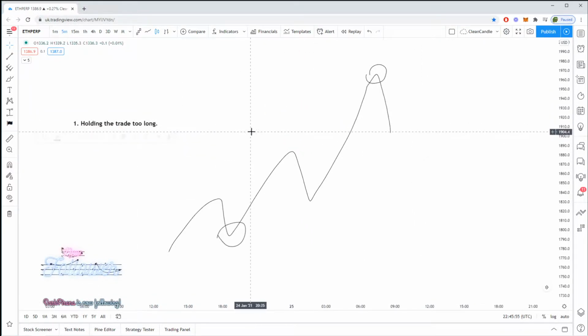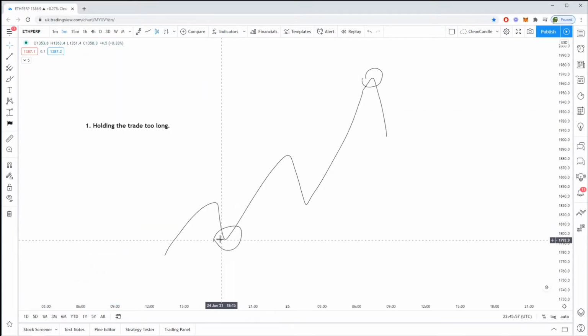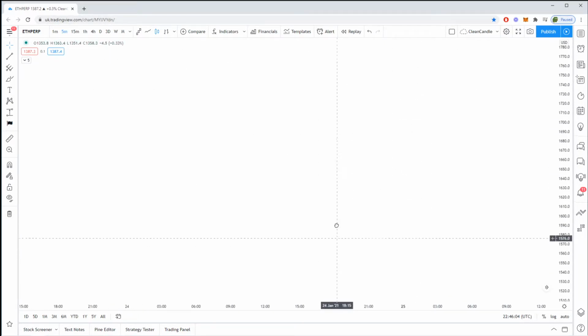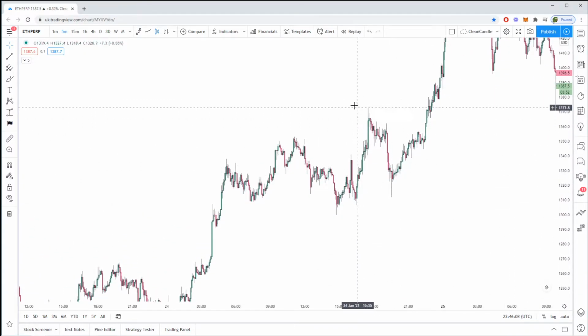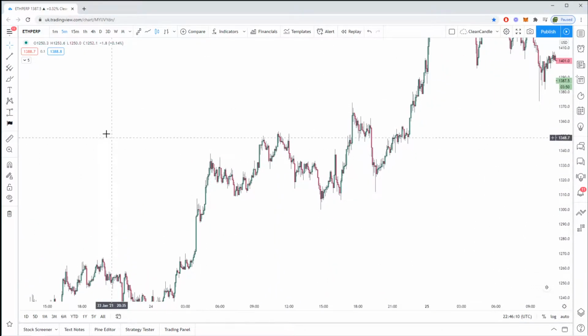So in this example here, we've got a trade that we took down here. This is our entry down here, and we've moved up to this high over here. Maybe I should use live price for this, just to give us an example on ETH here. So let's just use this as an example point.